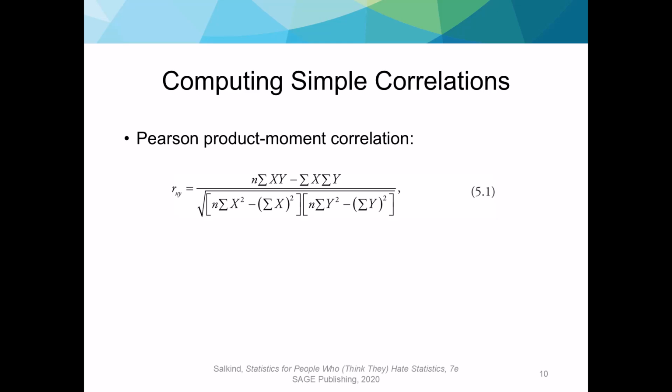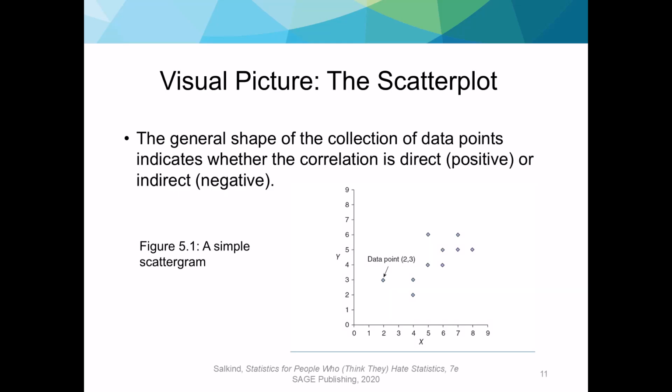It looks complex, but it's the mathematical engine that allows us to boil down the relationship between two variables into that single r value. A great way to visualize a correlation is with a scatter plot. By plotting the data points, the general shape of the collection can quickly tell you whether the correlation is direct, positive, or indirect, negative.